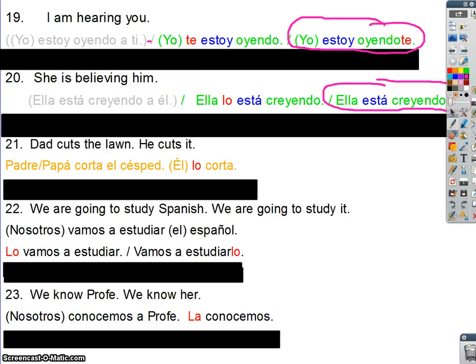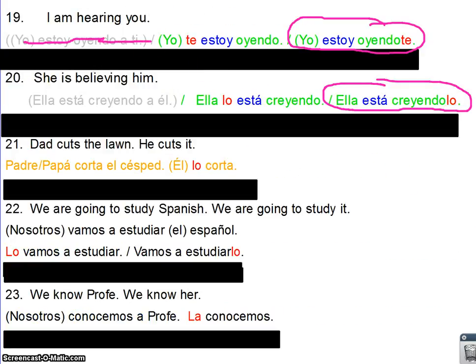So again, this one's not the best answer. So let's talk about this. To say I am hearing, estoy. Your verb to hear is oír. And in your notes we have that if you have a vowel right before yendo, you have to change it to yendo. So that's why that is that.